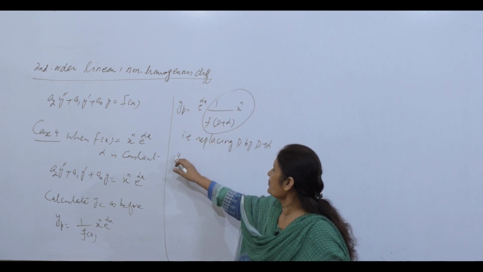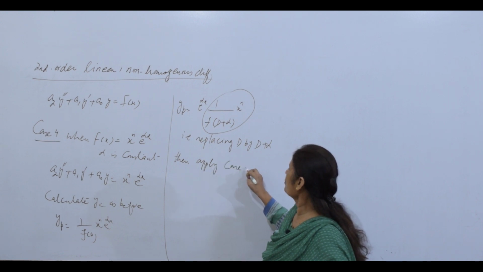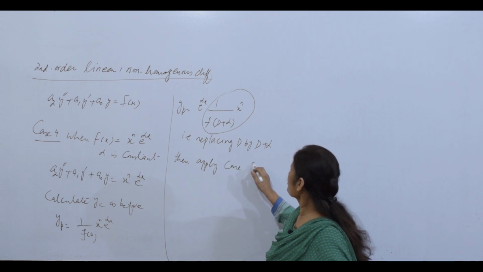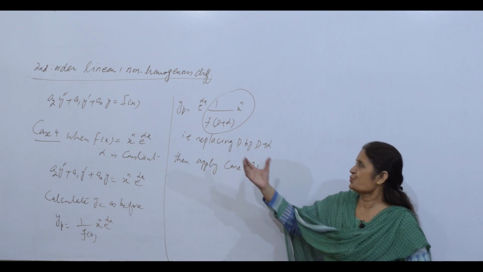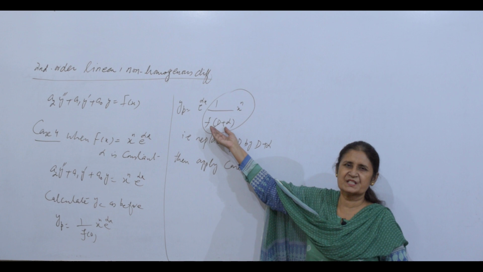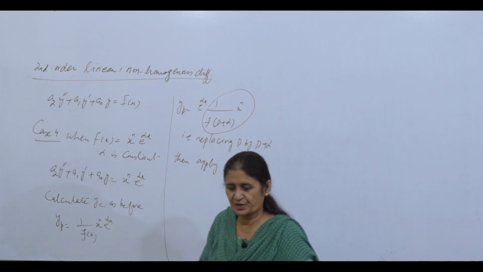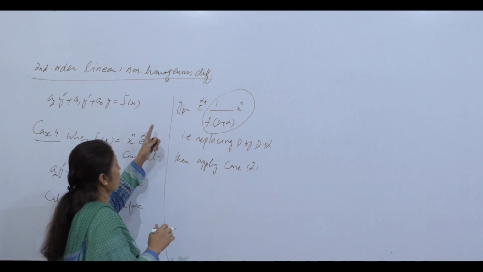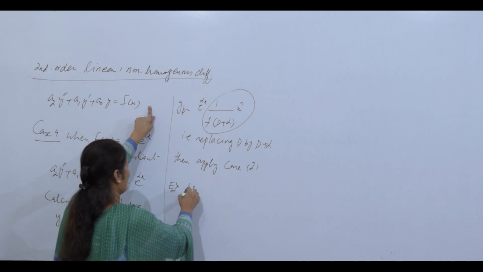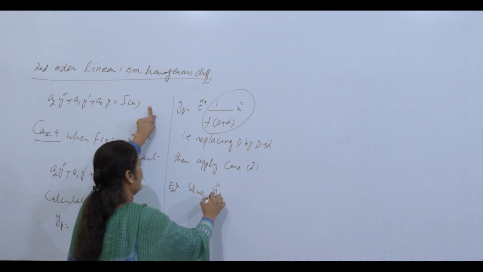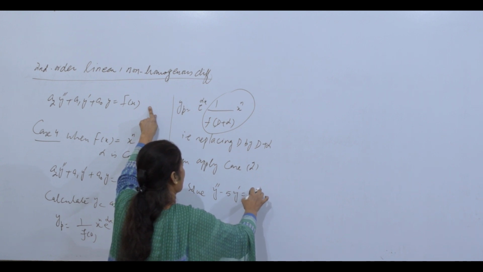Then what to do? Then apply case 2. You have to apply case 2, meaning you have to have a binomial series expansion and operate on the polynomial. This is what the fourth rule says. Example: solve y double dash minus 5y dash equals x e raised to 5x.